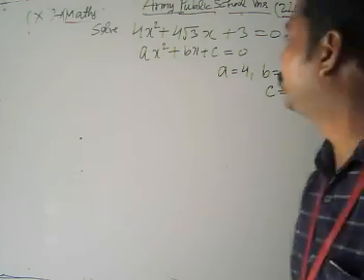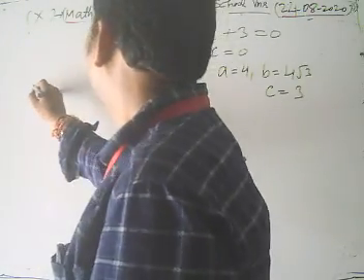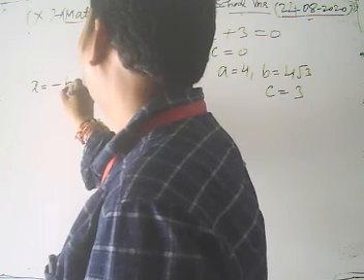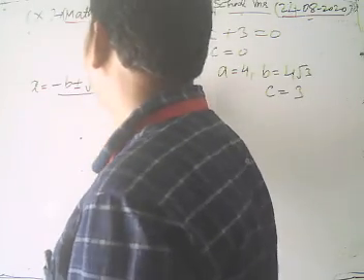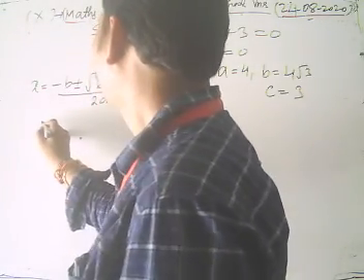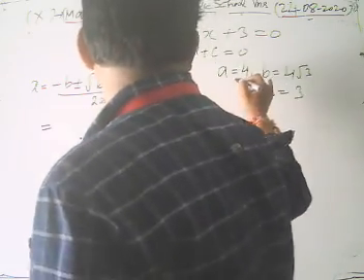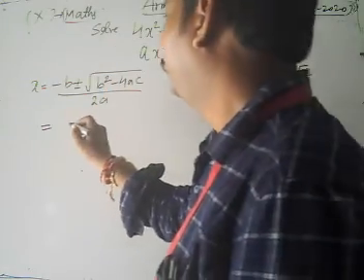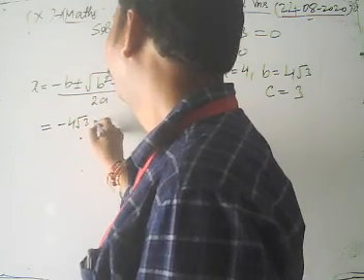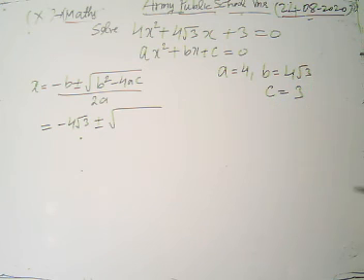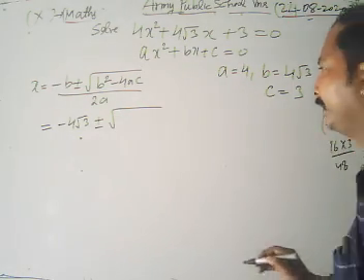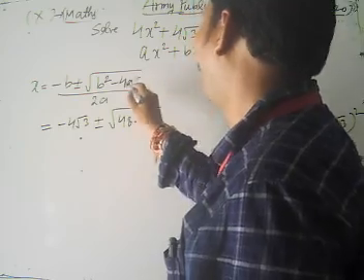Now we have the values. Then what is our quadratic formula? x is given by minus b plus minus under root b square minus 4ac upon 2a. This is our quadratic formula. Now putting the values, what is b? The value of b is 4 root 3, so minus 4 root 3 plus minus under root b square. b square means we have to find the square of 4 root 3. 4 square is 16, root 3 square is 3, so we get 48. 48 minus 4ac.